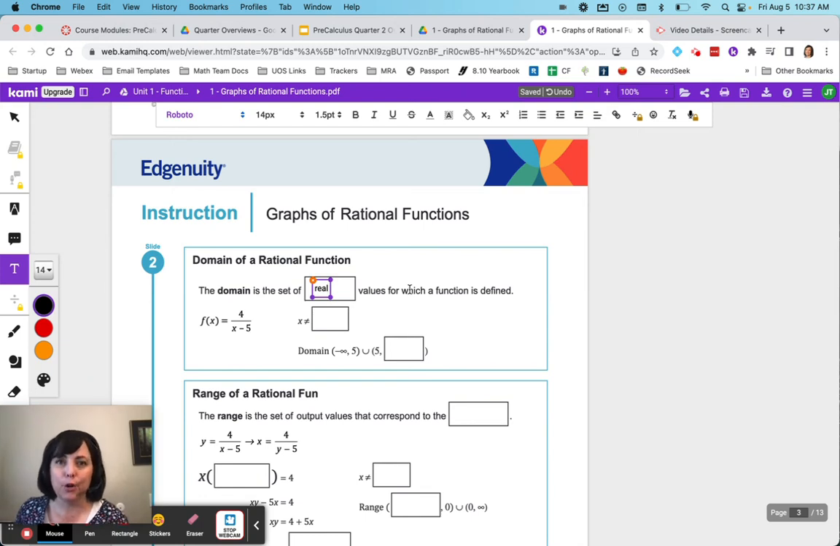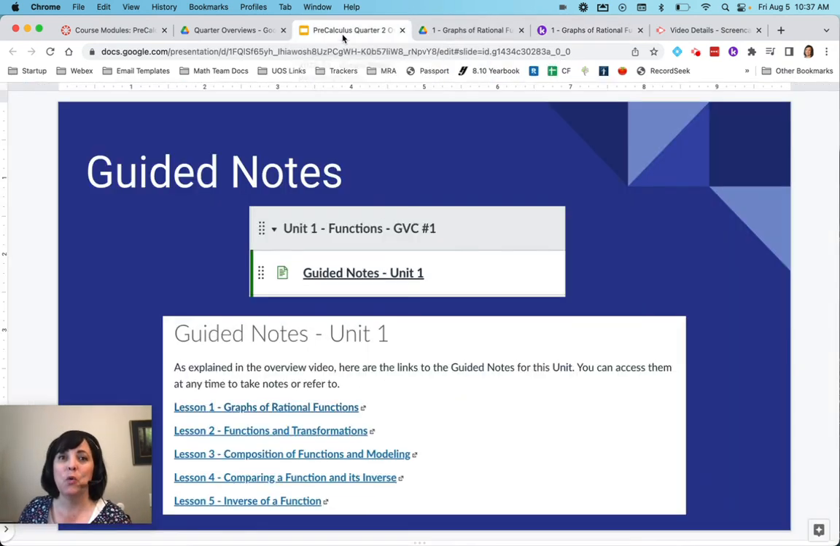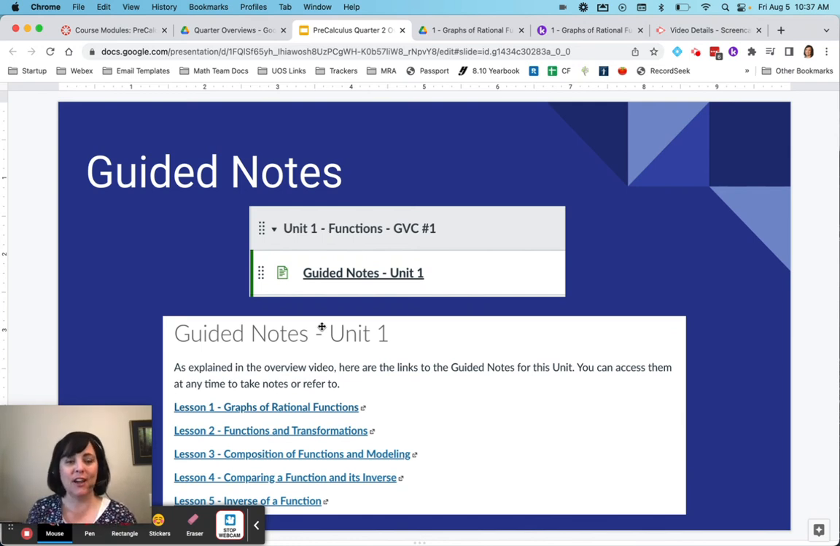So again, notes, it's important. It seems weird in math to take notes, but it really is helpful. It helps your brain remember what's going on, and then it helps you see things differently. So I highly encourage you to take notes, whether it's using the guided notes, whether it's using your own notes, whether it's digital or not digital, just use notes.